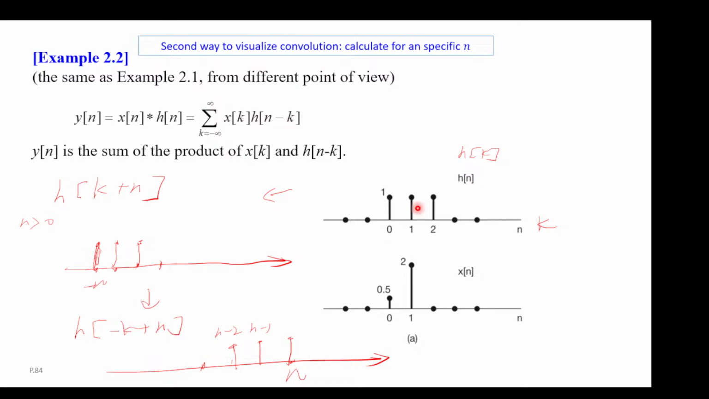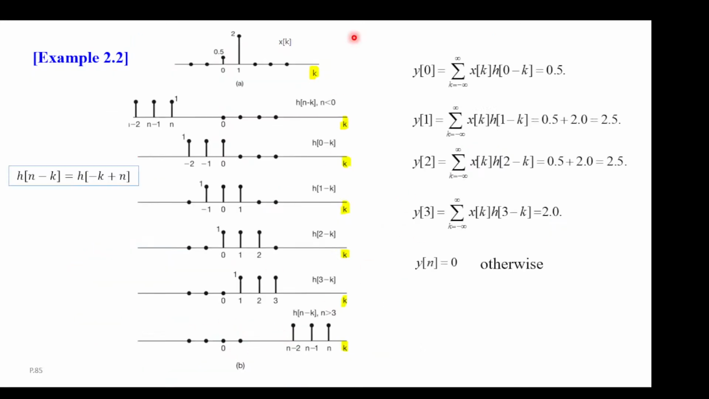And h of n minus k will be, the 0 point will be dragged to the n point, and then your function will be flipped left and right. So this 0, 1, 2 function becomes h of n minus k. Then on the k line, the 0 point becomes the n point, and plus 1, plus 2 become minus 1, minus 2. And then you can think about the overlap between x of k and h of n minus k for different n. Then you can calculate the y of n for different n.